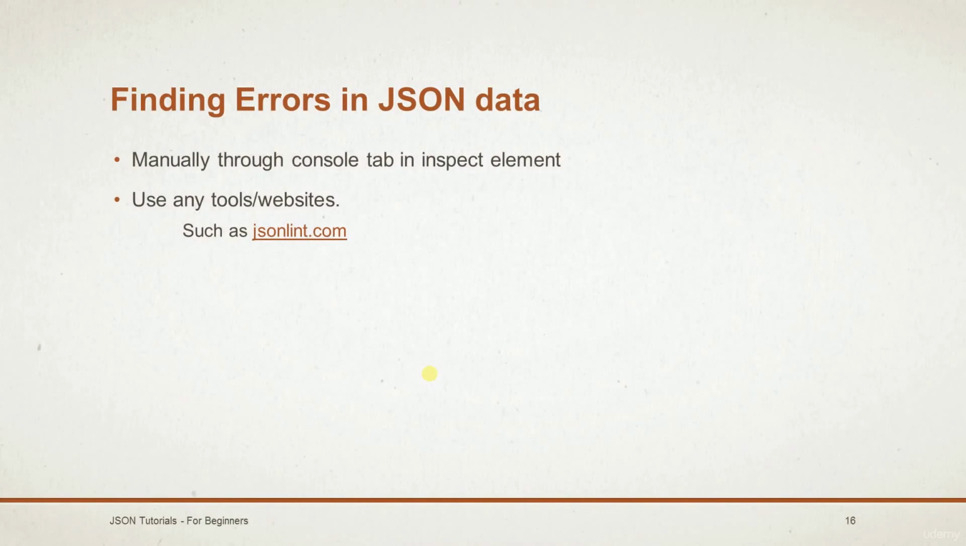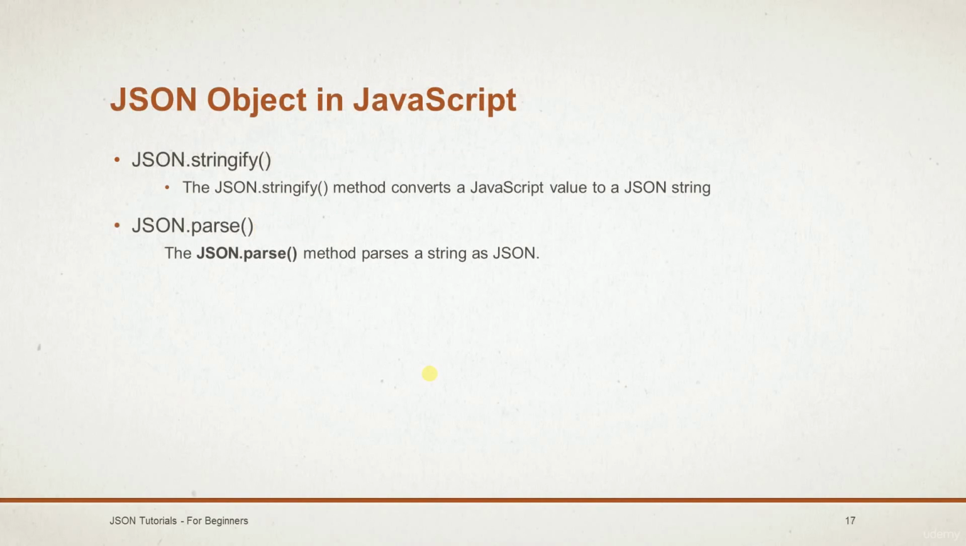For finding errors, we can use the console tab in the inspect element, or we can use any tools and websites such as JSON Lint. And the JSON.stringify method will convert our JSON data into a string, and the JSON.parse method will convert our string data into our JSON.